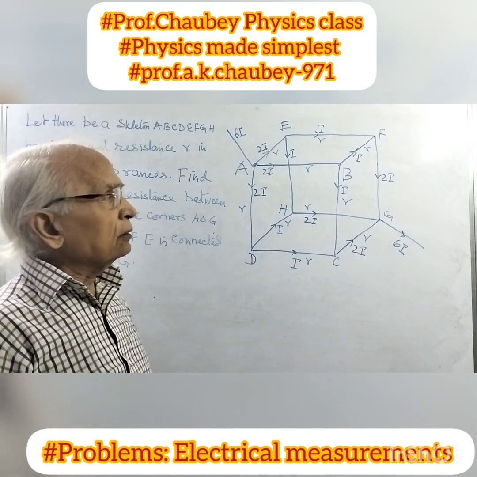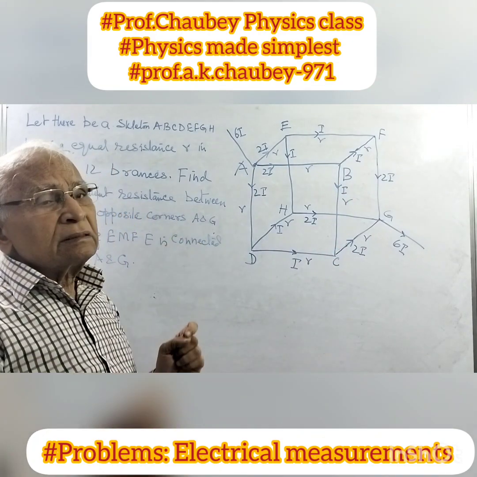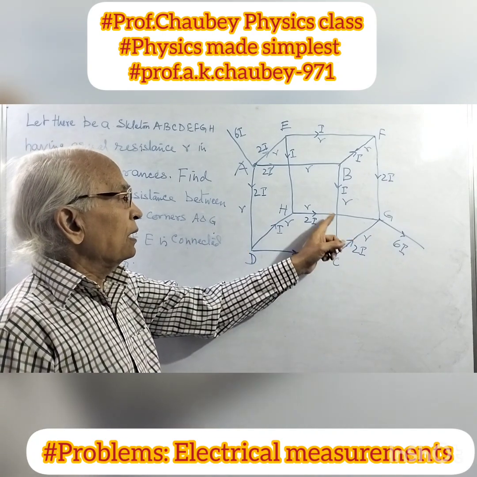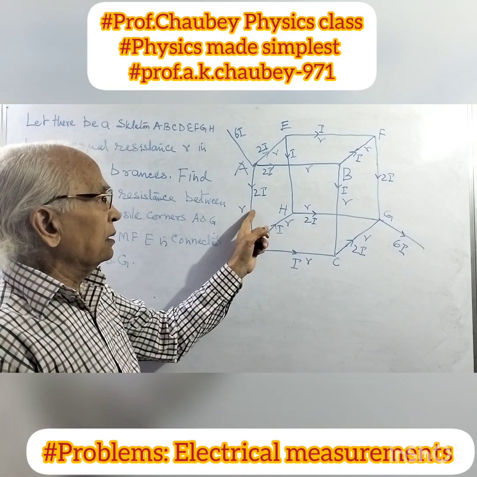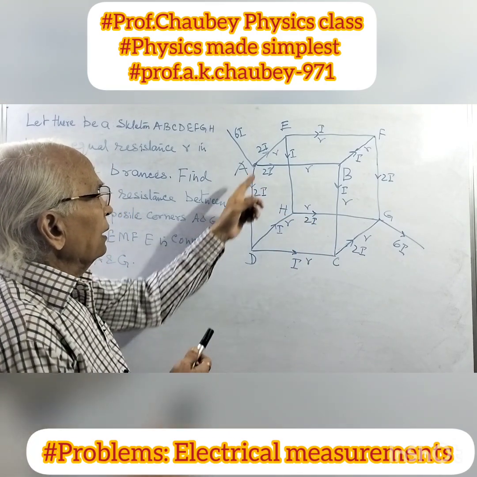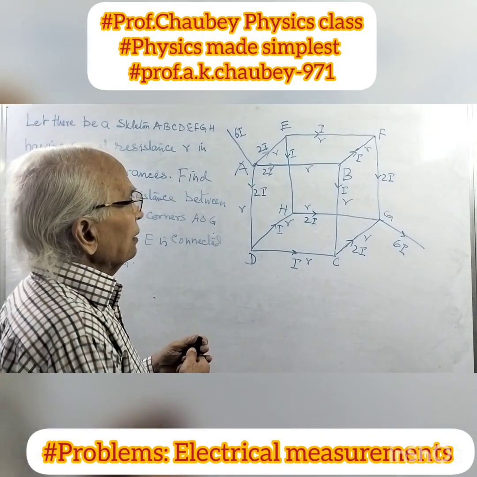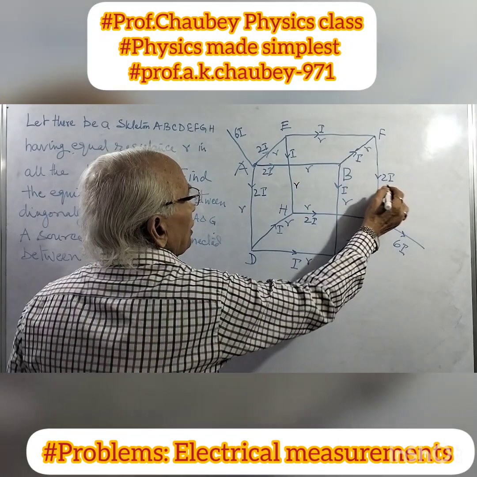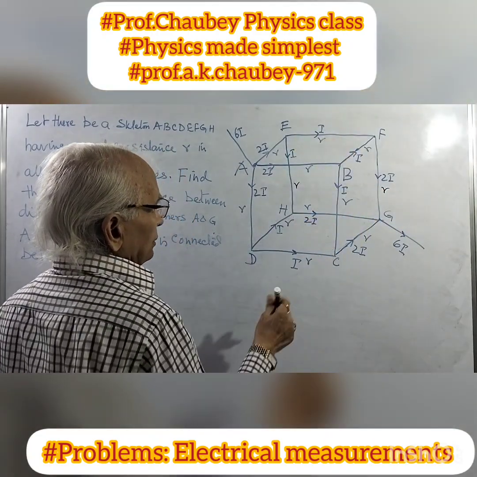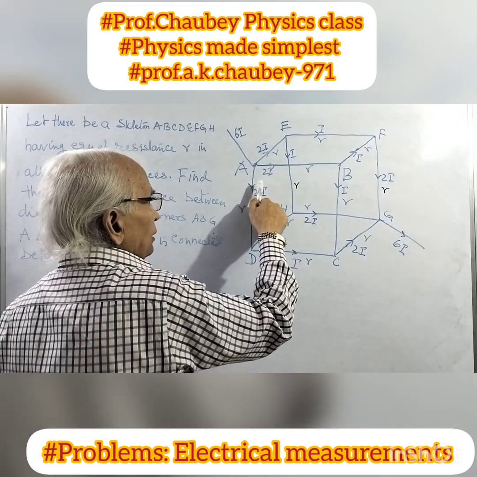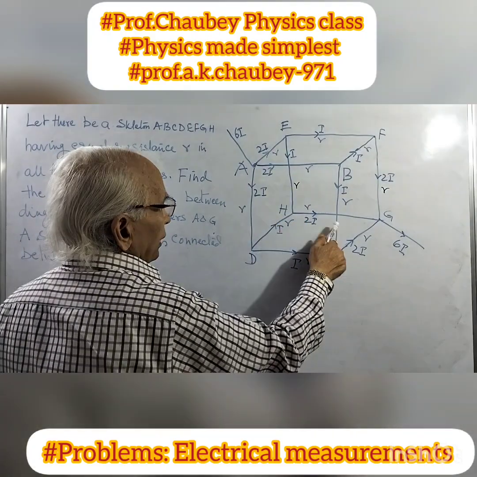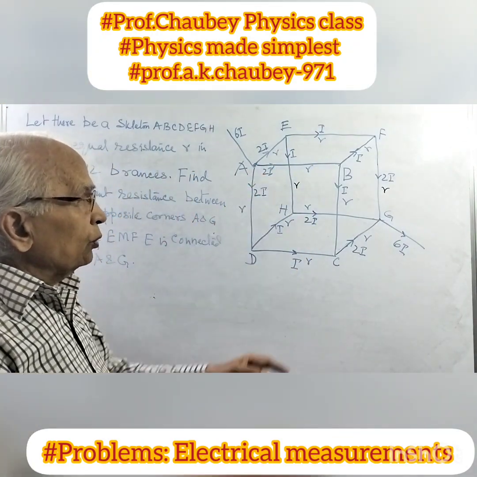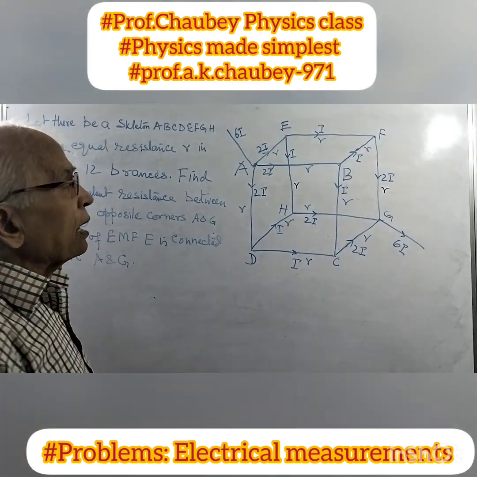This cube has equal resistance in all the arms, say R. R resistance here, R here, R here, R everywhere. Each branch has R. So there are 12 branches of this cube, each with resistance R.